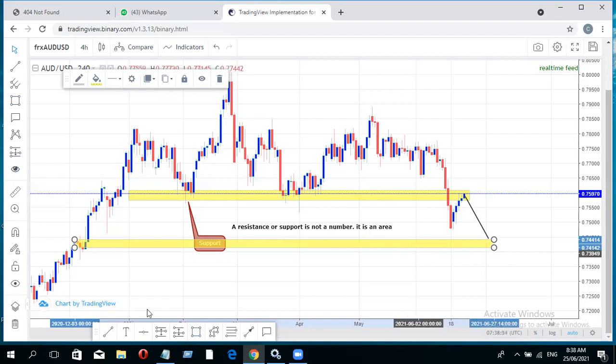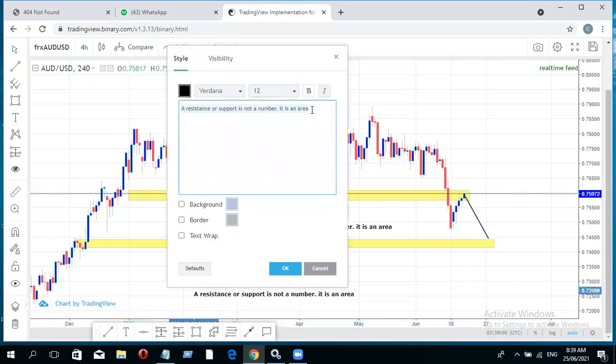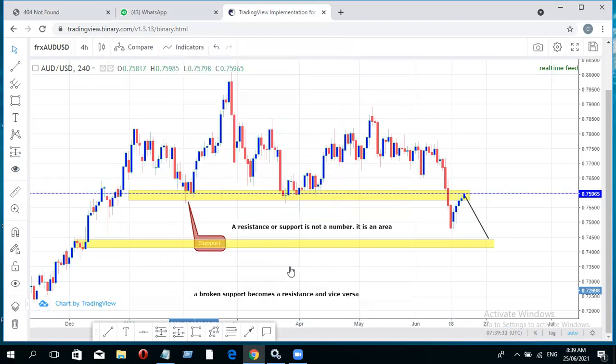I want to point out something: a broken support becomes a resistance and a broken resistance becomes a support. So anytime a resistance breaks, it becomes a support. I hope you are following. This is a point that you should note. A broken support becomes a resistance and vice versa. So when support broke, it has now become a resistance.